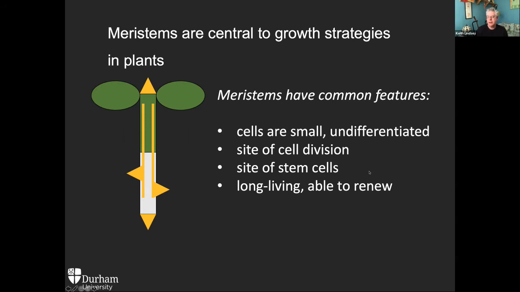In other words, these are self-regenerating cells that retain this undifferentiated state, this stem-like condition, that are able to divide, and one of the daughter cells will then go on to expand and differentiate into a particular cell type. And these stem cells in plants are very long-lived.